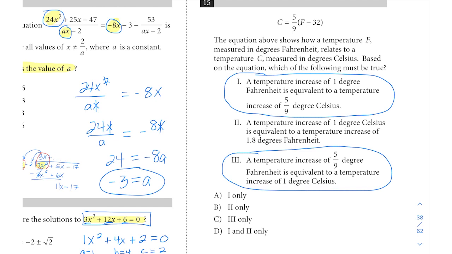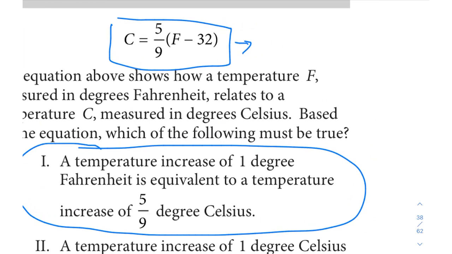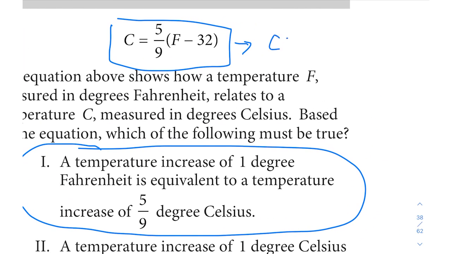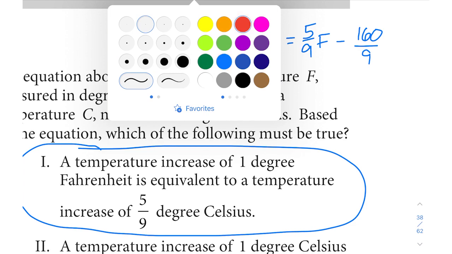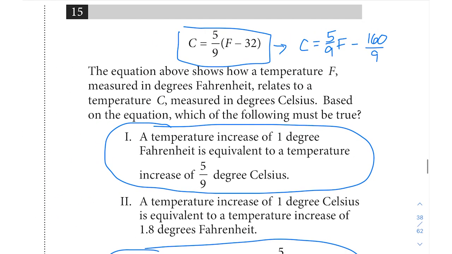And here, if you were to distribute that 5/9 that you see in the equation given, this would be the equivalent of saying that Celsius is equal to 5/9 Fahrenheit, and then minus, and if you multiplied that out, that would give you 160 over 9 as an improper fraction.